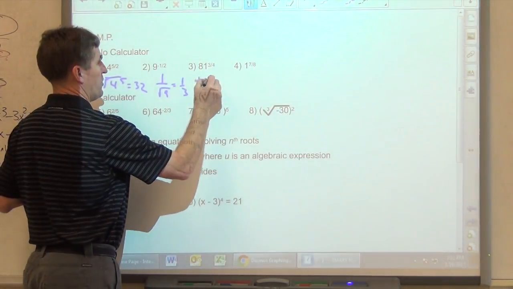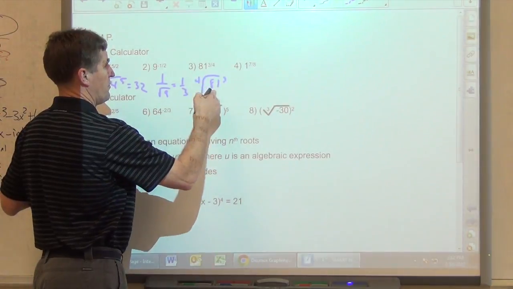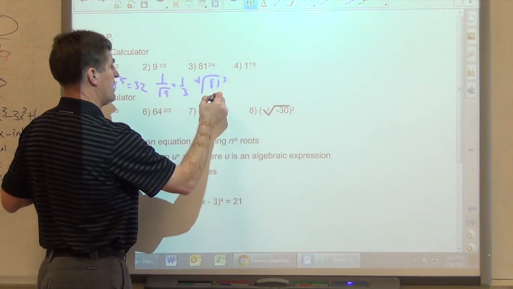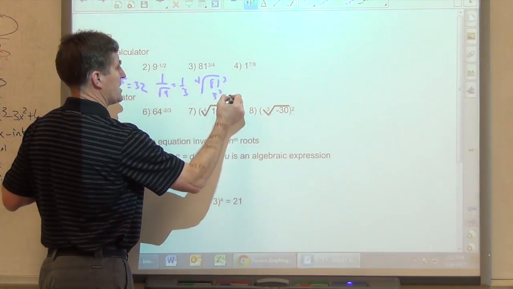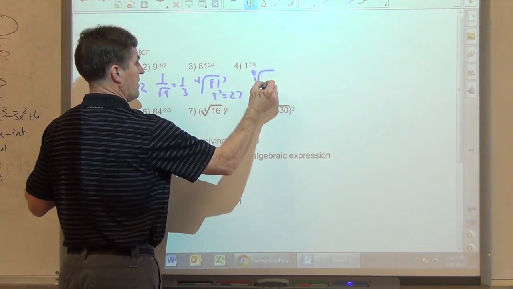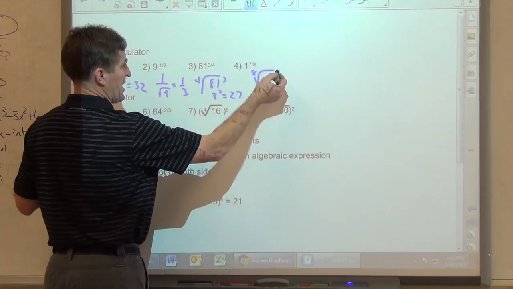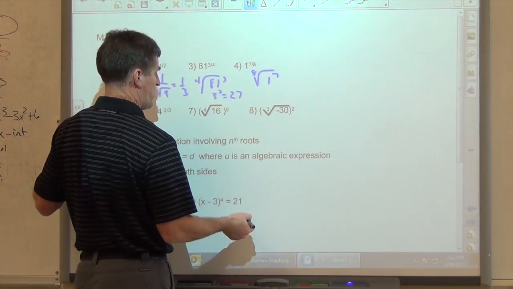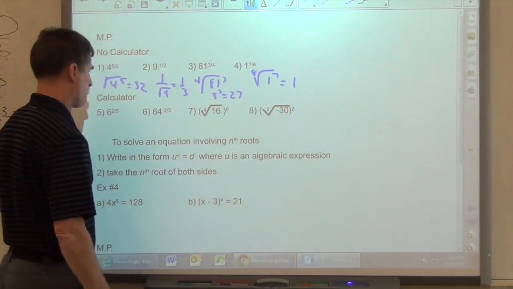This would be the 4th root of 81 to the 3rd. The 4th root of 81 is 3. 3 to the 3rd is 27. And this would be the 8th root of 1 to the 7th. Well, 1 to the 7th is 1. The 8th root of 1 is 1. So that would be 1.